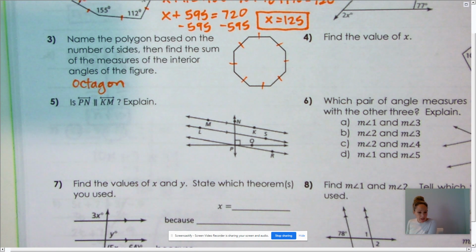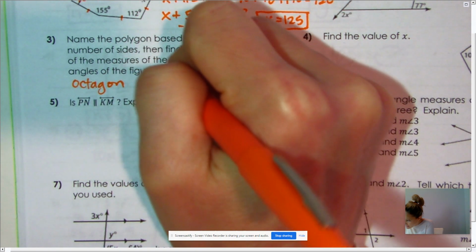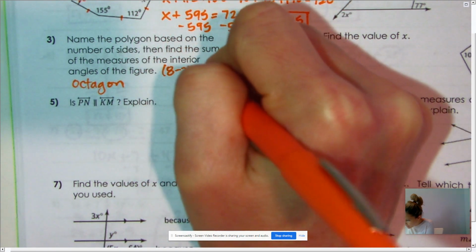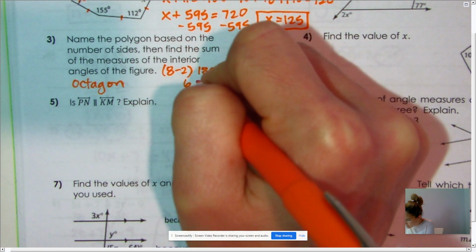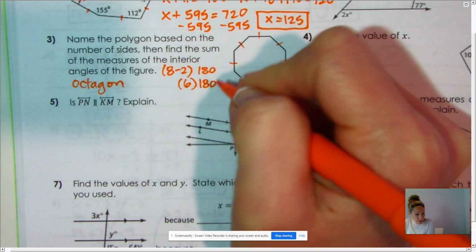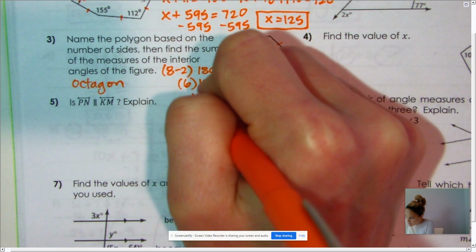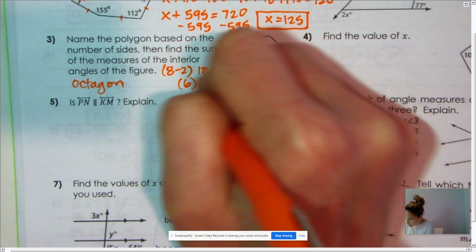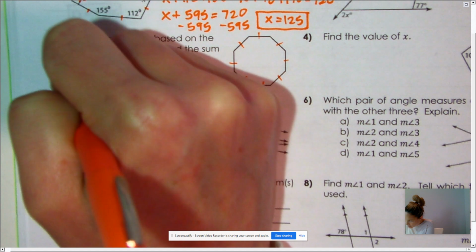Octagon. And then if we do 8, take away 2, and then times by 180, we get 6 times 180, which is 1080 degrees. So those are your two answers.